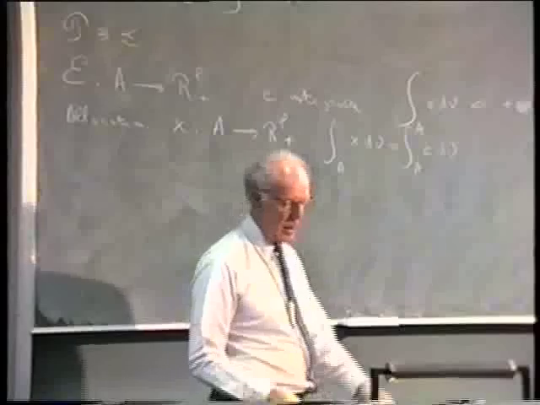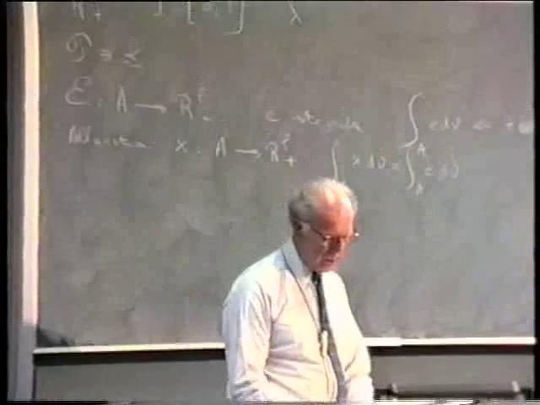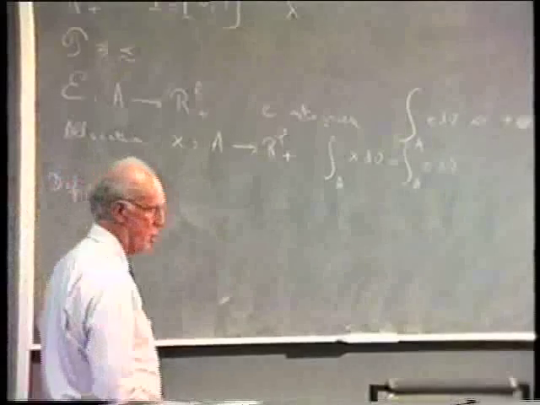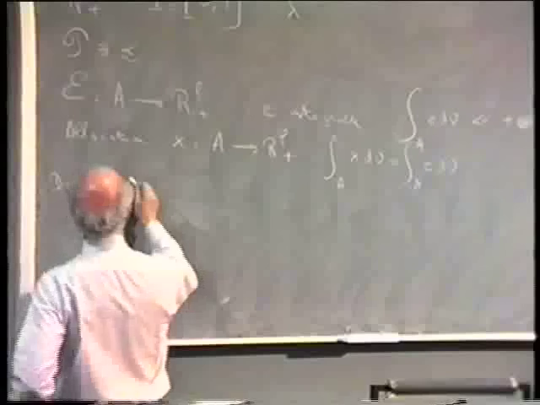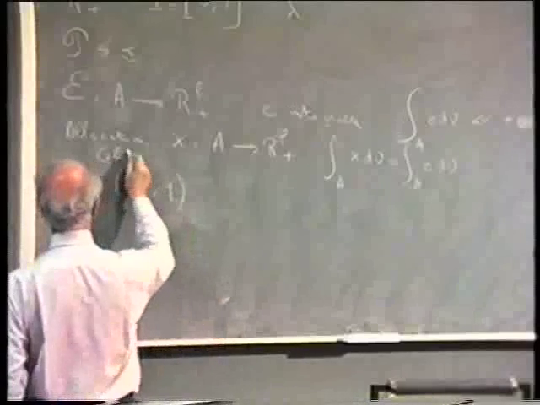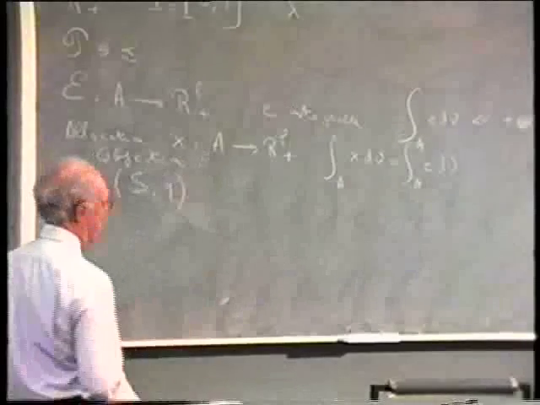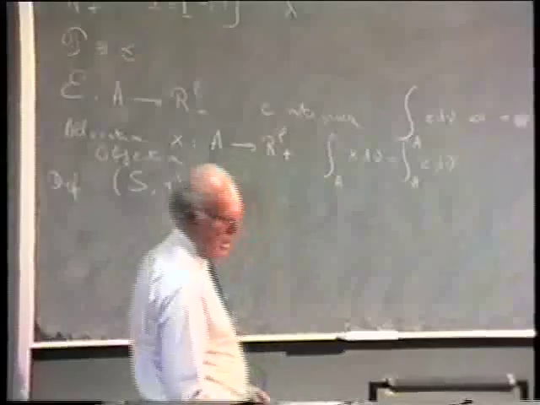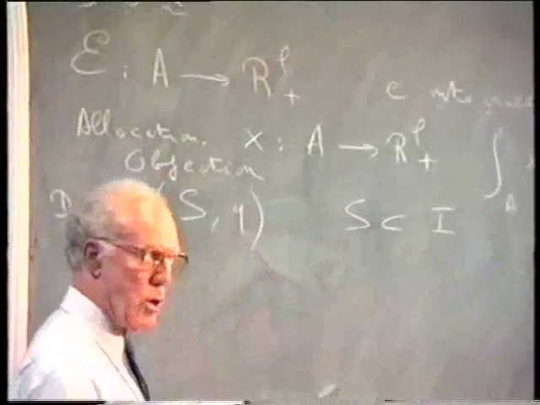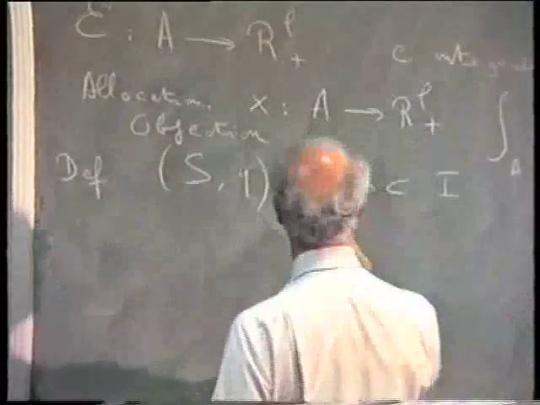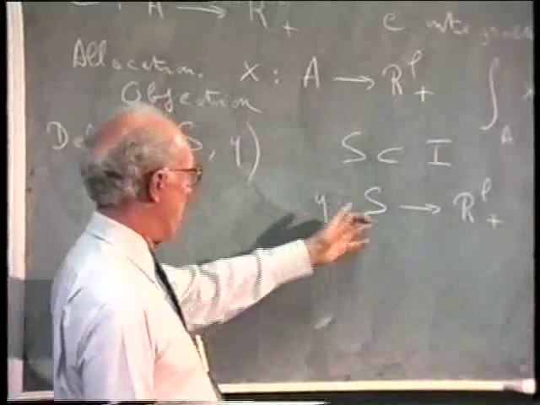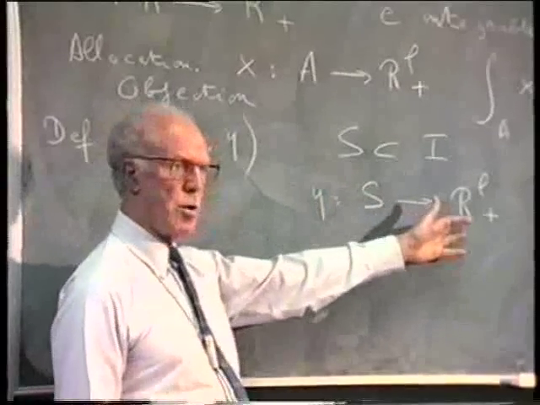And with this, I begin giving several definitions which are necessary for the theorem to be stated. The first definition is the definition of an objection. And an objection is a pair (S, y). You will recognize it, you have seen it before, but I want to prepare what comes next. S is a subset of I that is measurable, that is to say it's a coalition, and y is a function from S to R^L_+, that is to say you specify for every agent in that coalition its consumption vector in R^L_+.